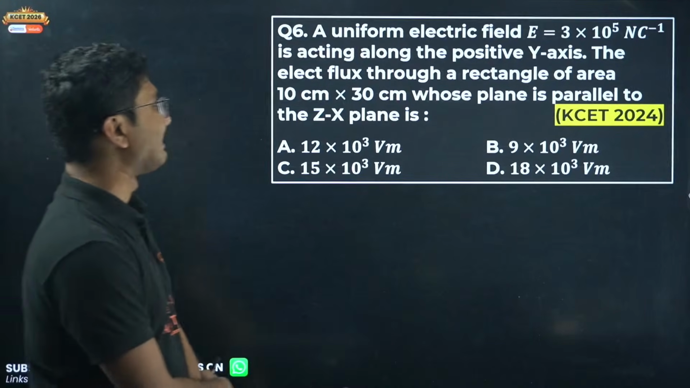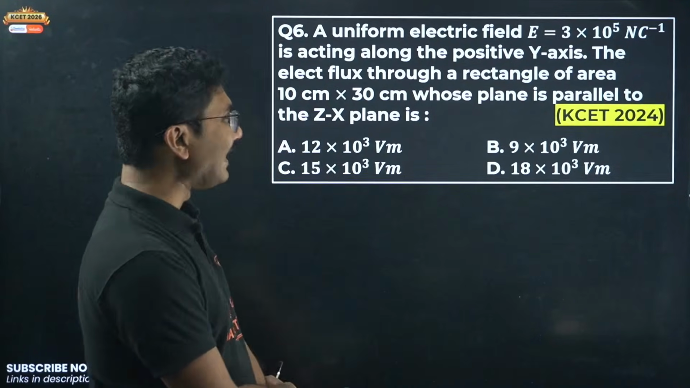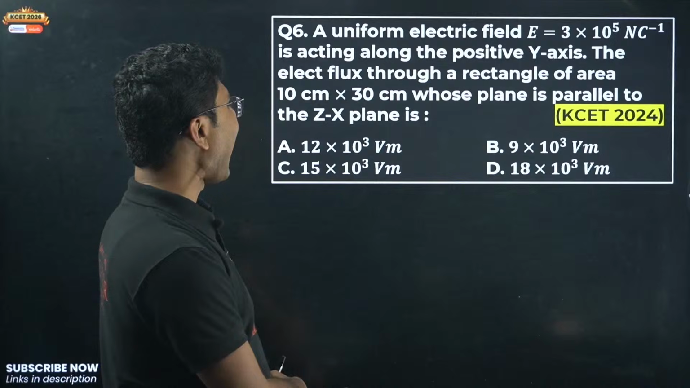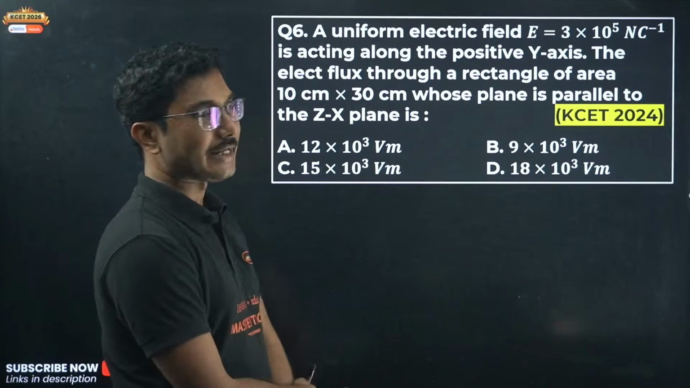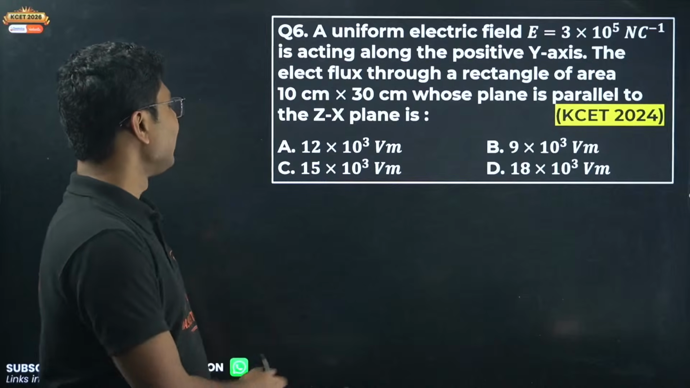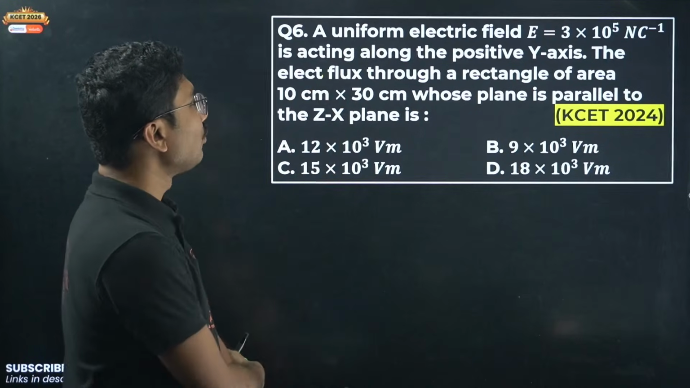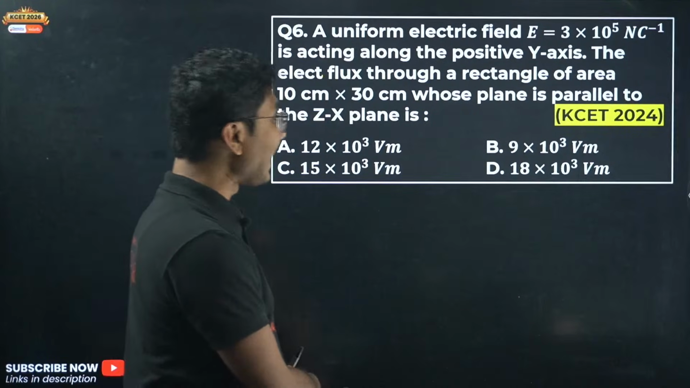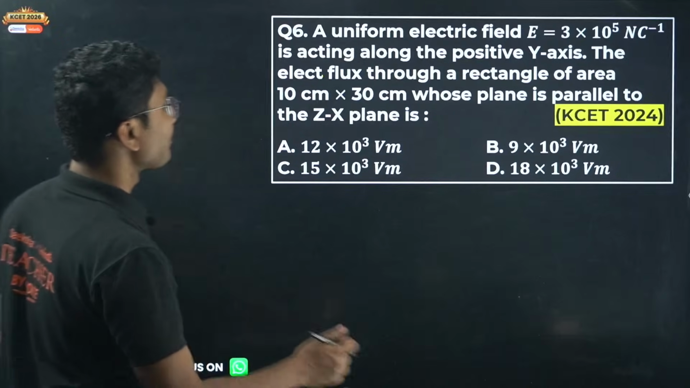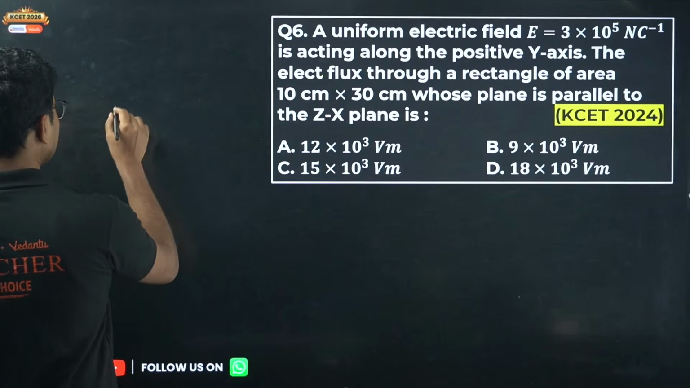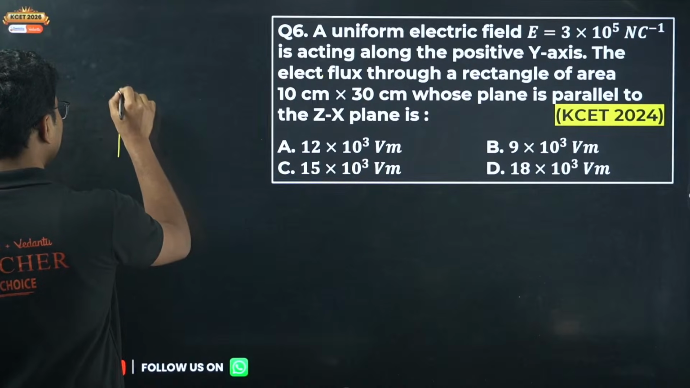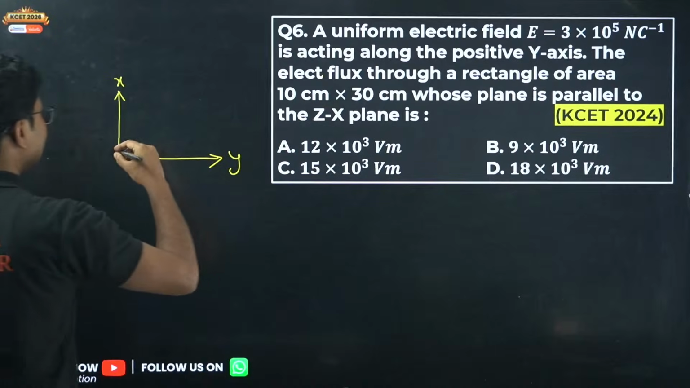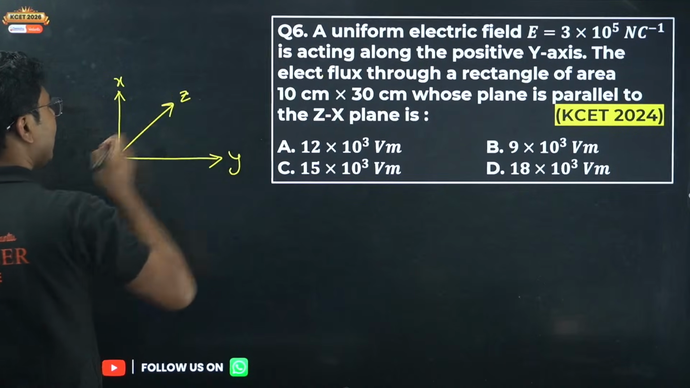Now question number 6. A uniform electric field E equals 3 into 10 to the power of 5 Newton per coulomb is acting along the positive y-axis. The electric flux through a rectangle of area 10 centimeter into 30 centimeter whose plane is parallel to the zx plane. Suppose this is our x-axis, this is our y-axis, and x cross y, this is our z-axis, into the page.